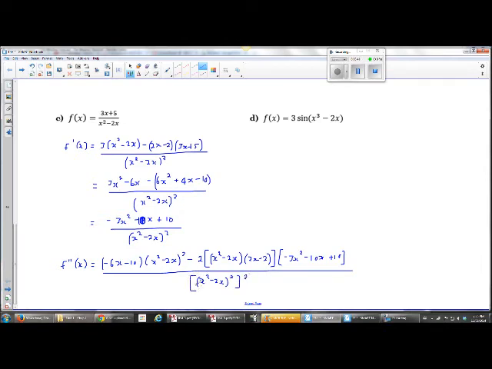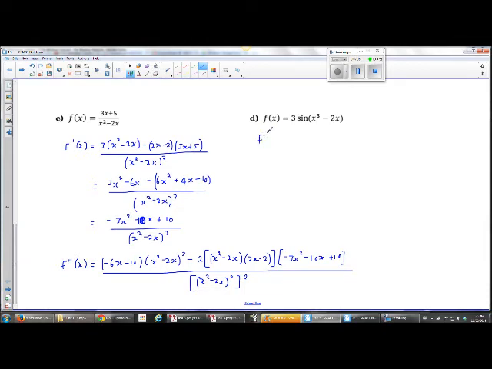Now, because I'm just looking for the second derivative, I'm going to stop right there because I don't feel like expanding that anymore. If I were to do any graphing, curve sketching of this, finding intervals of increase and decrease, intervals of concavity, etc., I would simplify the numerator to work on that. But in this case, I will stop there. Now go on to example D, which is this.